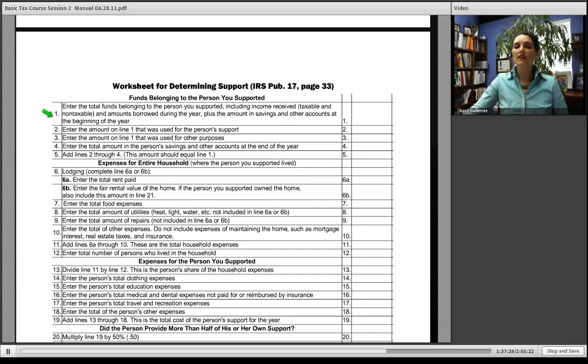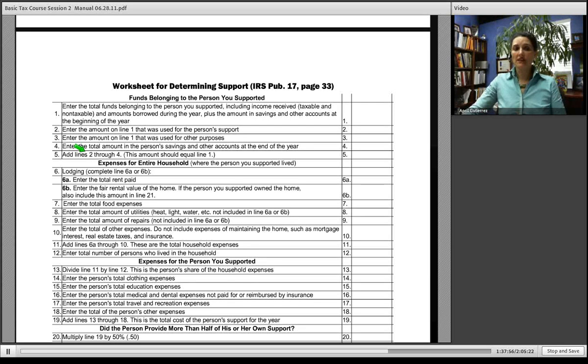Out of all of the money or income available on line 1, enter the amount of that money that was used for support of the dependent. And then enter the amount that was used for other purposes. And then show the amount that was in their savings account at the end of the year. So what they're saying is if you have a dependent who has financial resources available to them, you have to account for that money.